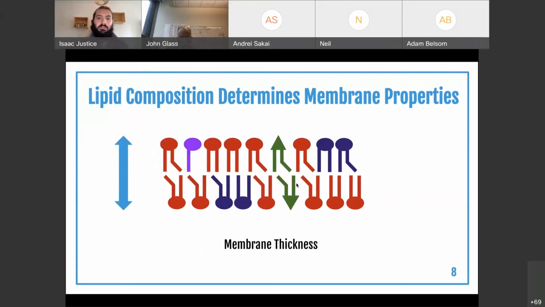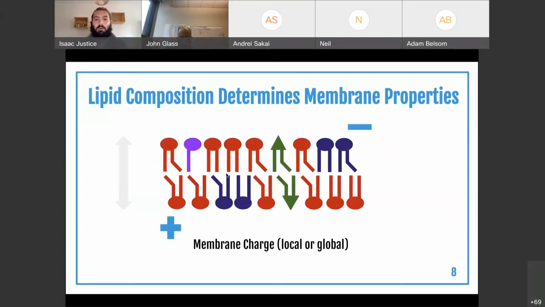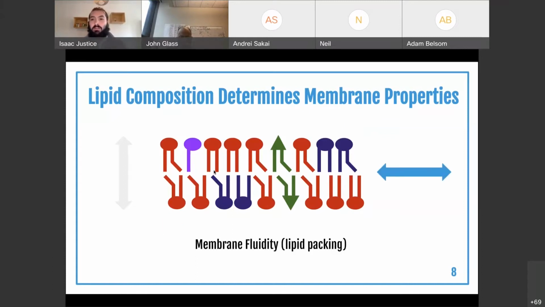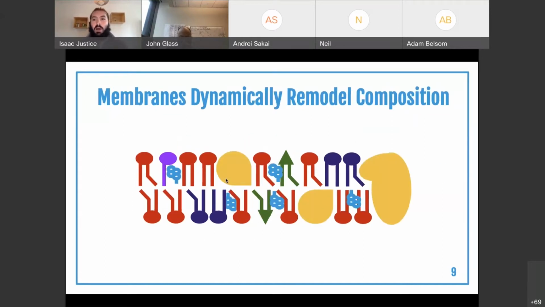Like I said, the length of carbons in the acyl chain determines membrane thickness. Head group can determine both the local and the global charge on a membrane. And then the specific properties of the lipids, as well as the temperature, determine the membrane fluidity, or how tightly or loosely lipids are packed together and packed around the proteins. In response to changing environmental conditions, membranes will remodel their composition. They'll switch the lipids in the membrane in order to maintain a tight microenvironment for the proteins. And to do this, membranes like having lots of lipids.